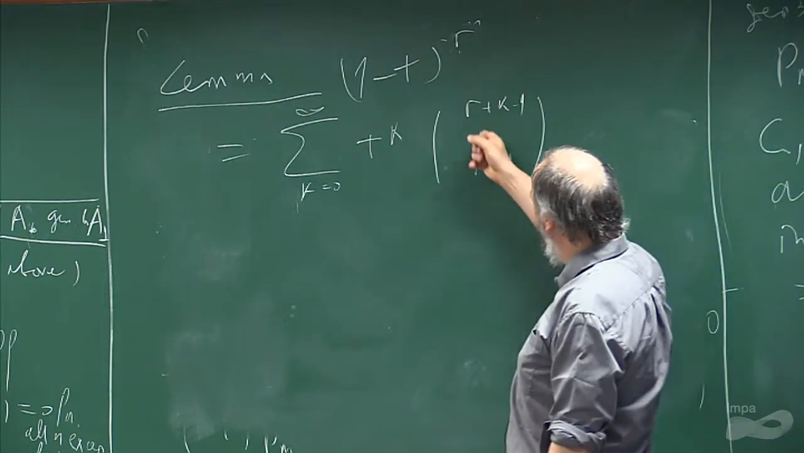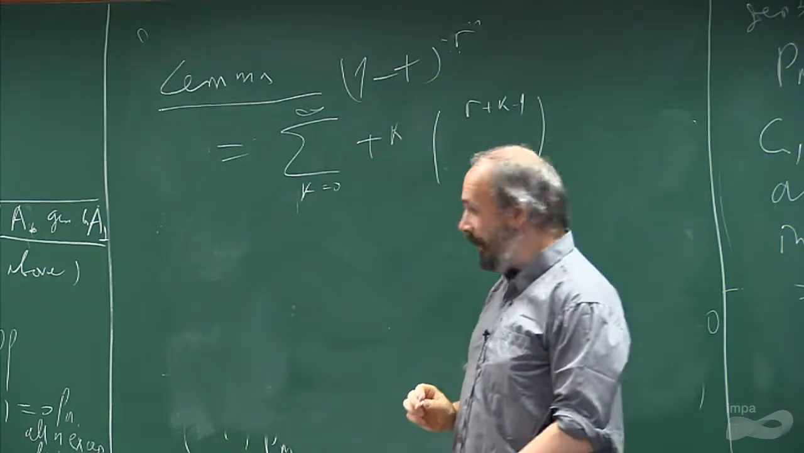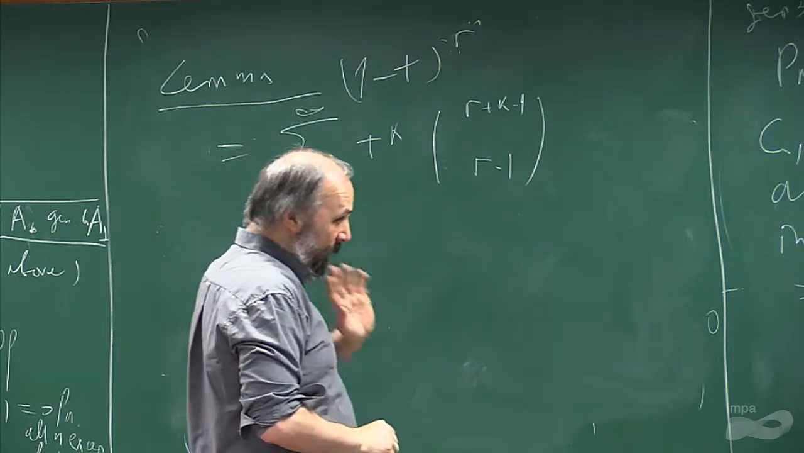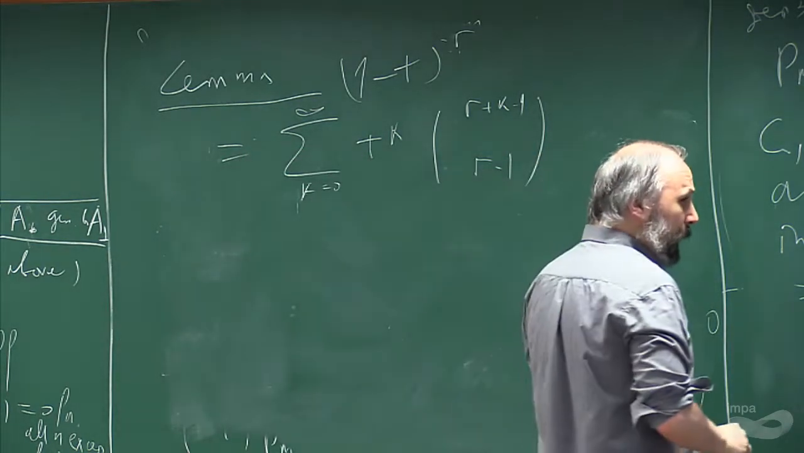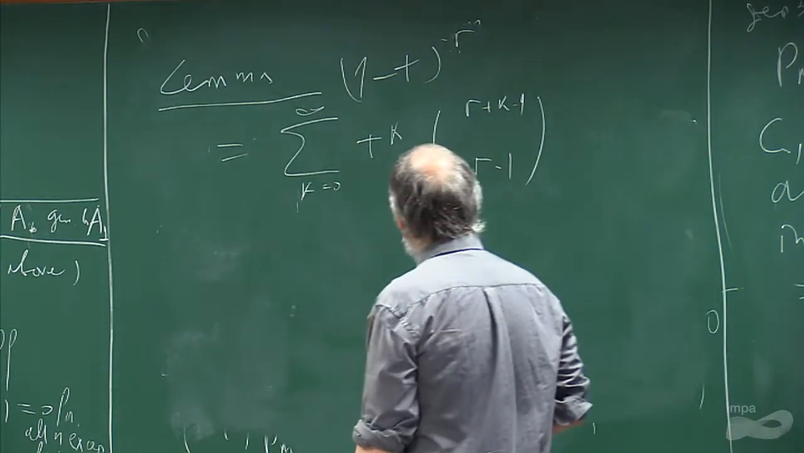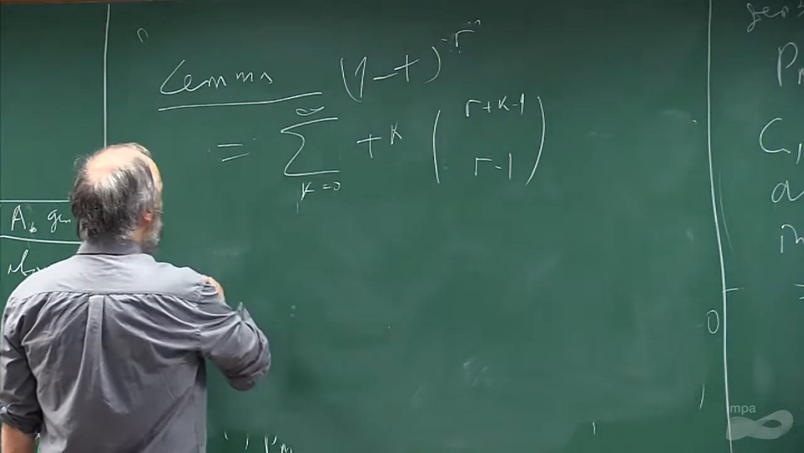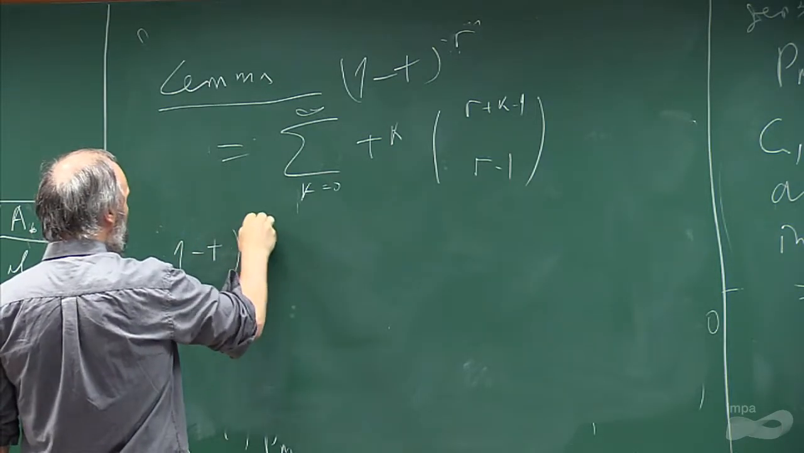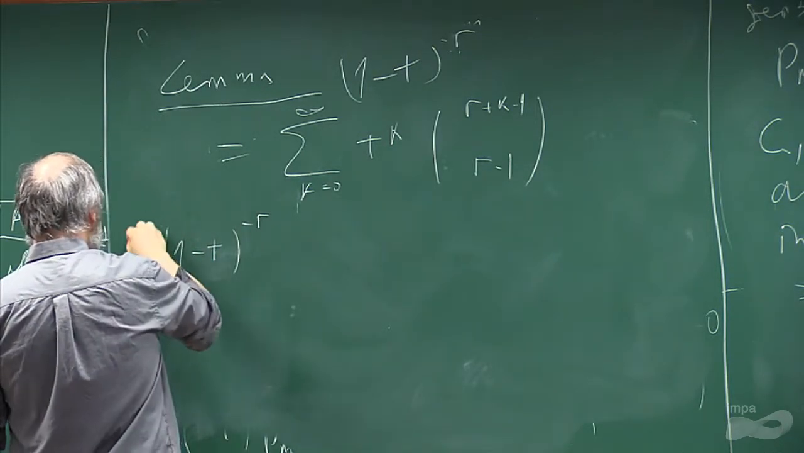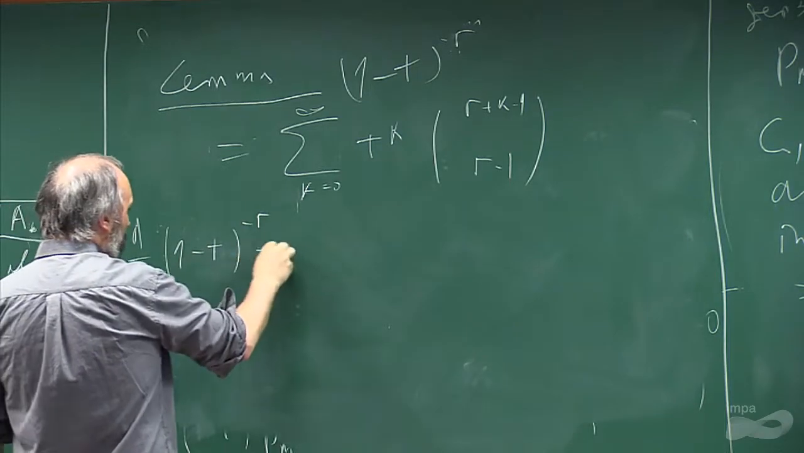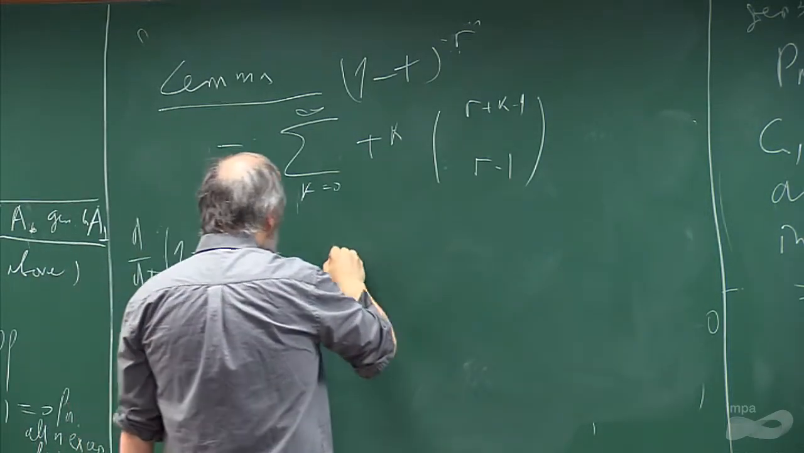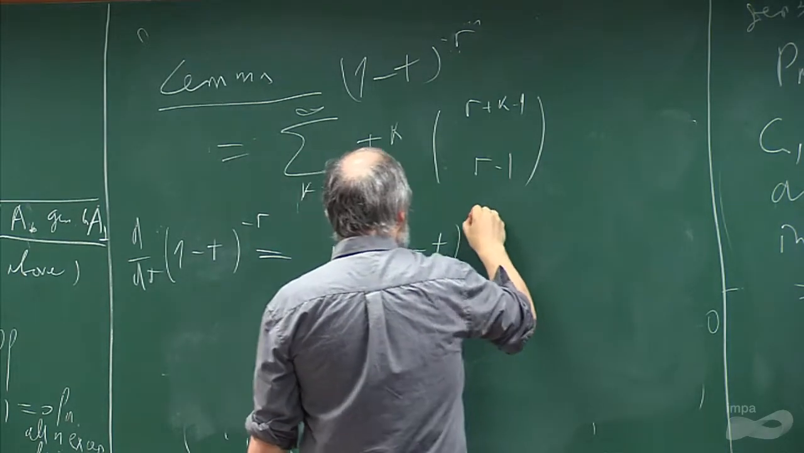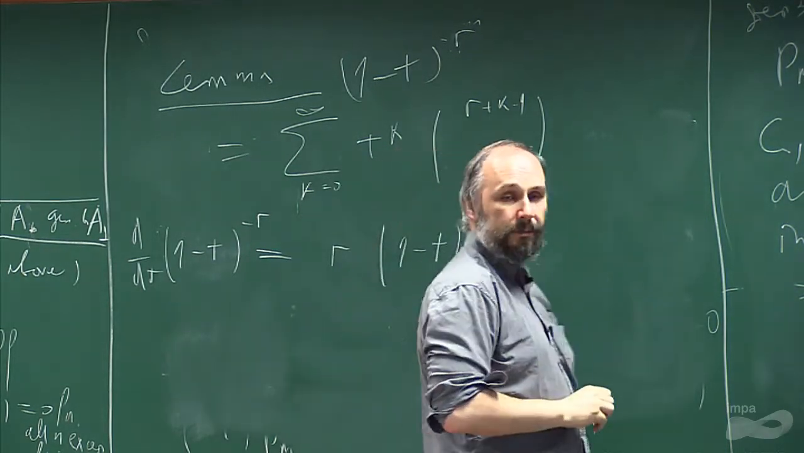So the good thing is that this is actually a really polynomial, something quite useful. We shall use it later. But how do you do that? You take the derivative. So d/dt of (1 - t)^(-r) is equal to, obviously, r times (1 - t)^(-r-1).